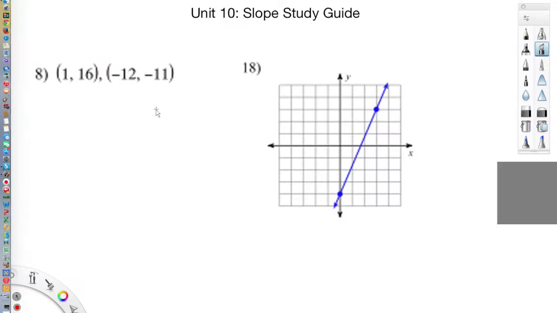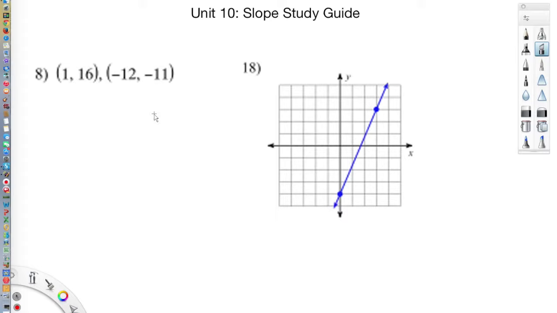Tomorrow you have the test for Unit 10 on slope. Let's take a look at a couple problems, and please don't be afraid to go back to some of the other videos that I had earlier this week and last week as well. Okay, boys and girls, let's take a look at number 8.